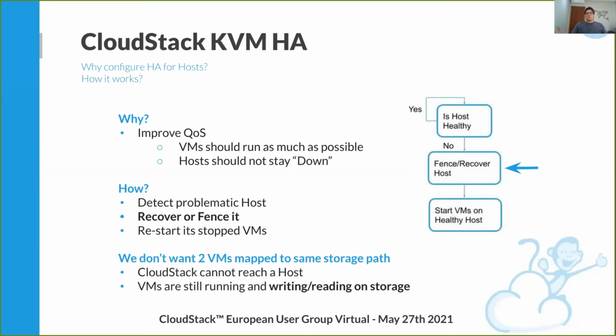So let's see a case. Let's pretend that CloudStack cannot reach a host. That does not necessarily mean that the host is not healthy. There can be healthy VMs running, writing and reading on storage. Maybe it's just the management network that's not working. In that case, we want to avoid two VMs mapped to the same storage path. To do that, we add a recovery or fence step before starting the VMs. By recovery, we mean rebooting the host, and by fence, powering off the host. So that's a very important and critical step.